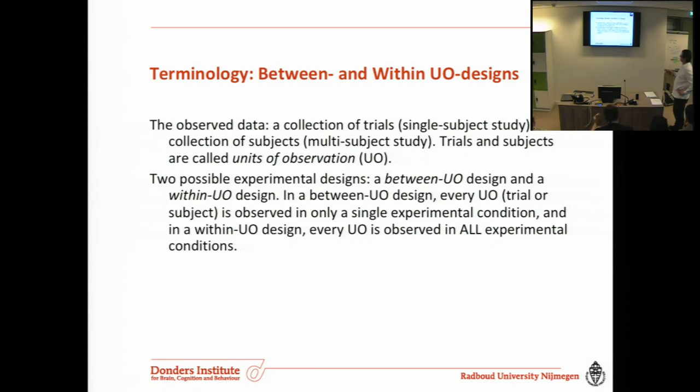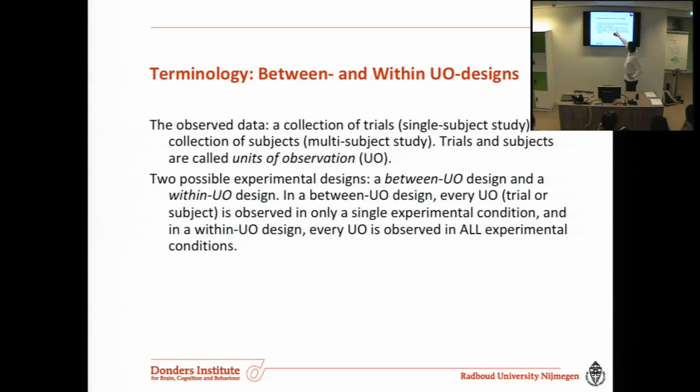In neuroscience, the observed data are either a collection of trials, that's what we have when we do a single subject study, or they're a collection of subjects, it's a multi-subject study. And in the following, we will use the term unit of observation to denote either trials or subjects. Second thing you have to know is that there are two possible experimental designs. There are so-called between unit of observation designs, and there are within unit of observation designs.